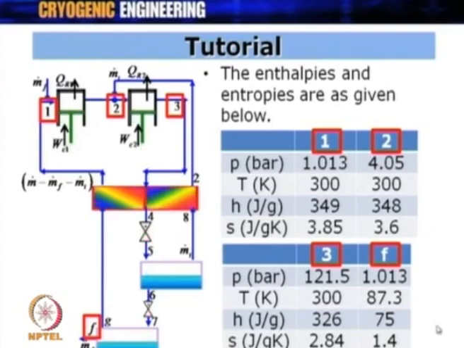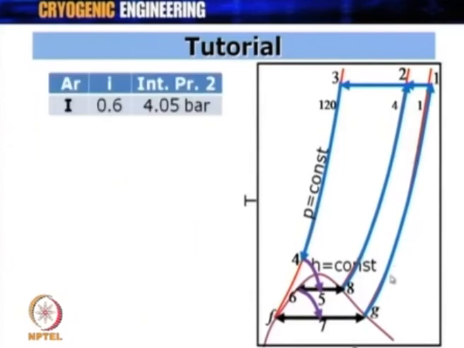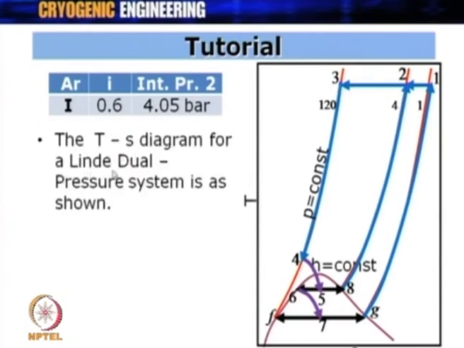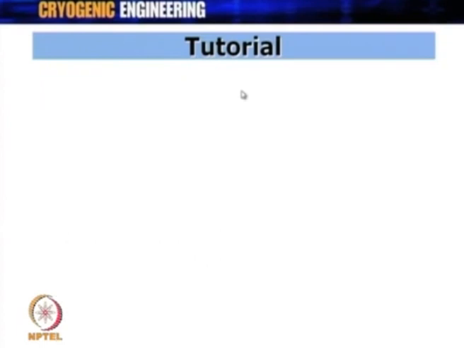So, these are the 4 different points, and now what we want to do is take the enthalpies and entropies of these values and put them in the equation. The corresponding temperature-entropy diagram is 1, 2, 3, 4. So, 1 compression from 1 to 2, 1 atmosphere to 4 atmosphere, which is the intermediate pressure, then 4 atmosphere to 120 atmosphere, which is the maximum pressure over here. The TS diagram for the Linde dual pressure system is shown here. You get a WC1 from 1 to 2 and WC2 from 2 to 3 in this case, and respective points are given over here in this TS diagram.